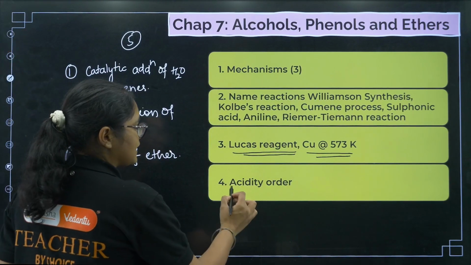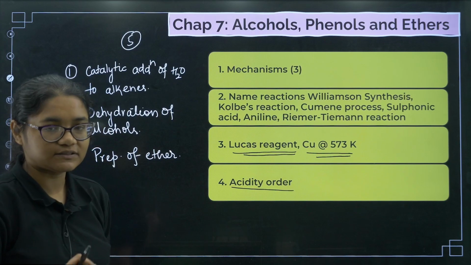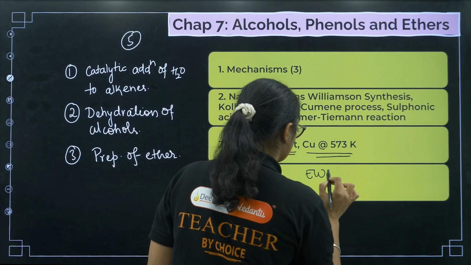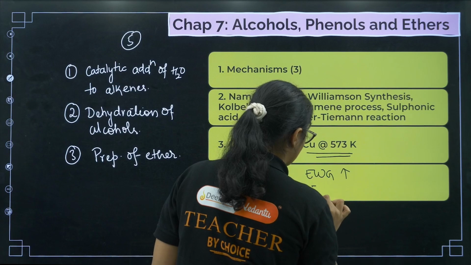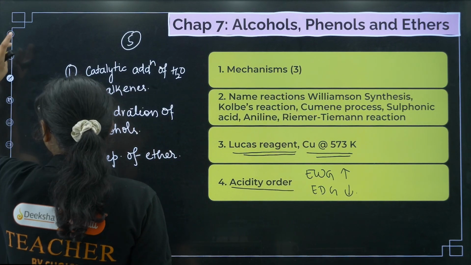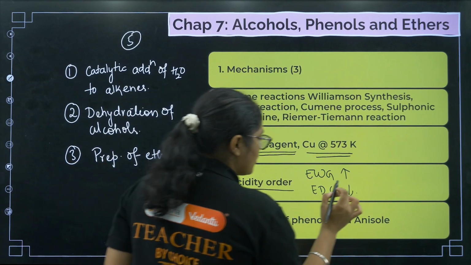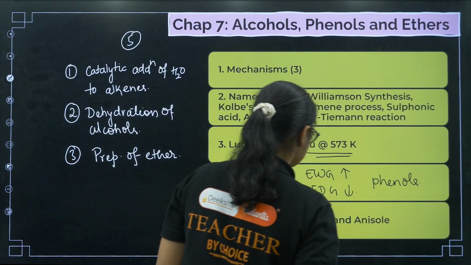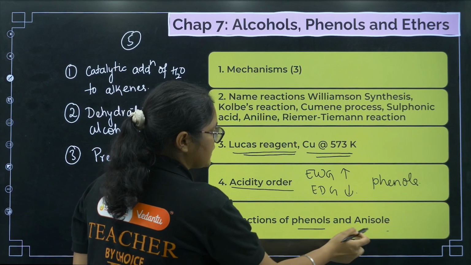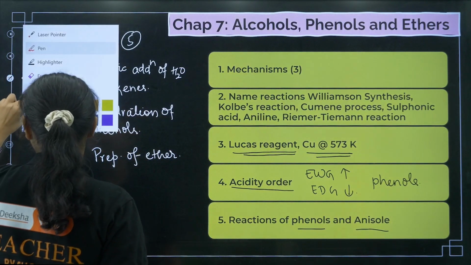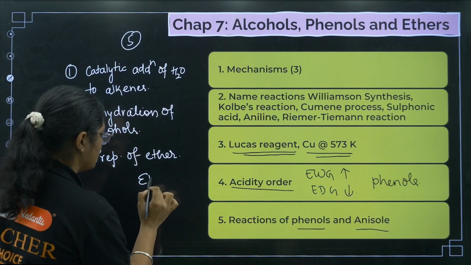Next, acidity order, definitely a must question for alcohols. Here you should know that an electron withdrawing group will increase the acidity and an electron donating group will decrease the acidity. Acidity order, especially for phenols, will generally be asked. Next, reactions of phenols and anisole. And one more thing that is very important, which I will mention here in ether.